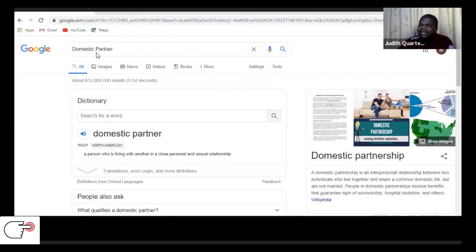Together they have children, they can even have four, five children. She said, domestic partner. They are very powerful people. I'm told that it's possible for someone to get married and still have a domestic partner. So, okay. I thought it wasn't possible, but that's not what we are discussing here.